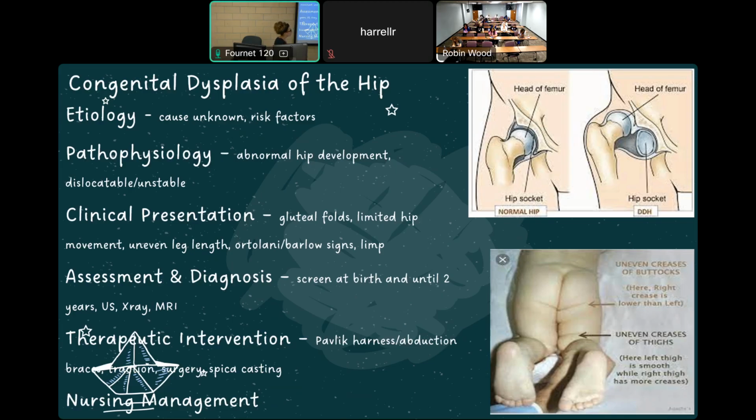Assessment, this is something we screen for at birth. You'll see when you go to OB and newborn term, the providers do the Ortolani and Barlow's test to screen for developmental hip dysplasia. And this is usually something they should be doing until the kid's like 2 years old, at all of those newborn checks and wellness checks and all that good stuff. If they suspect something, if it screens positive, they'll order an ultrasound. We can also get x-rays or MRIs. And then our treatment plan depends on the patient's age and the extent of the dysplasia.